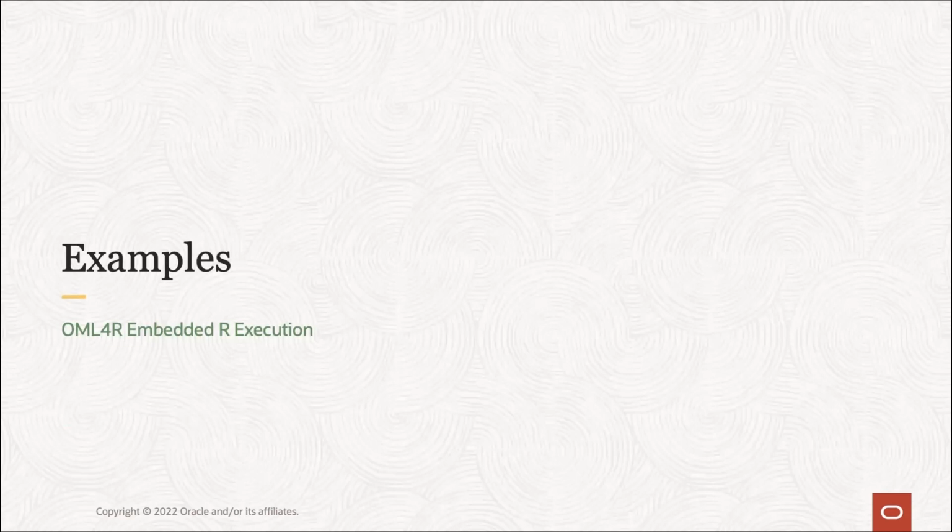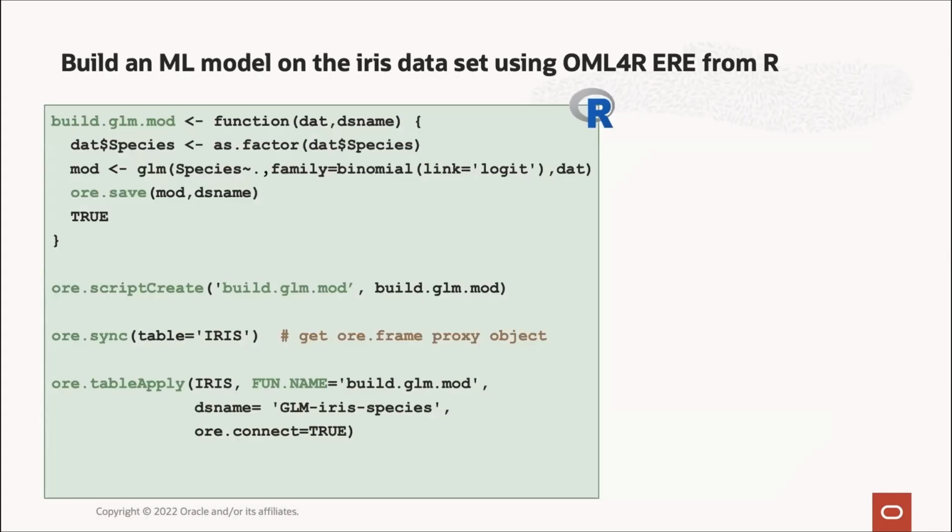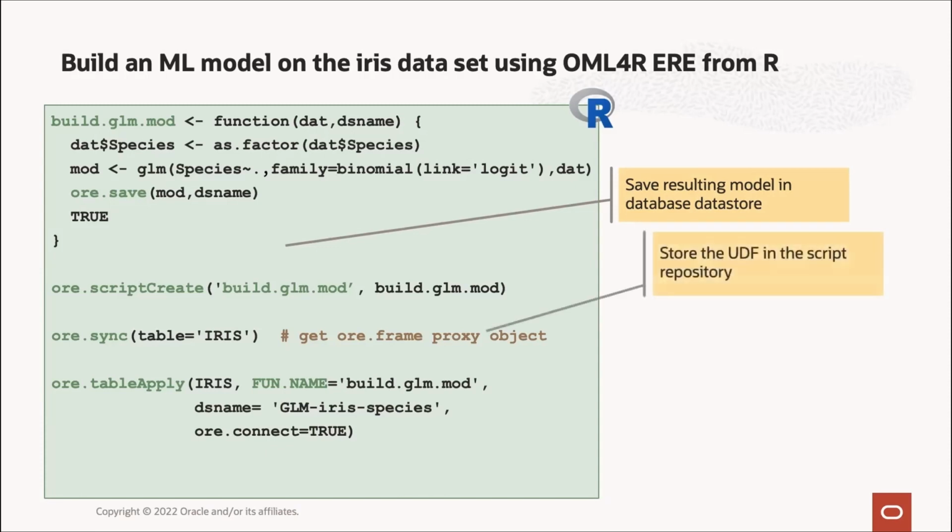So now let's cover a few examples before we go into our demonstration. Our first example will build an ML regression model on the IRIS dataset using OML4R Embedded R Execution with R. To begin, we are creating a GLM regression model and saving the model in an Oracle data store. We then connect to the database and store the UDF that was created into the script repository. We can call ore.sync to create an ore.frame proxy object.